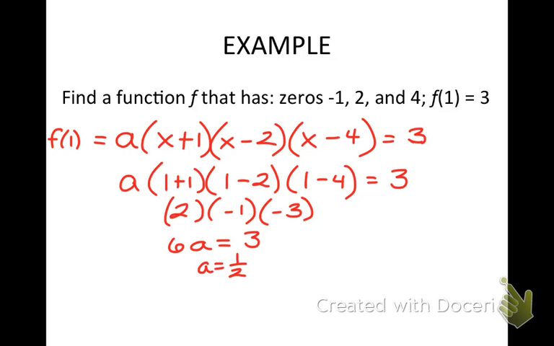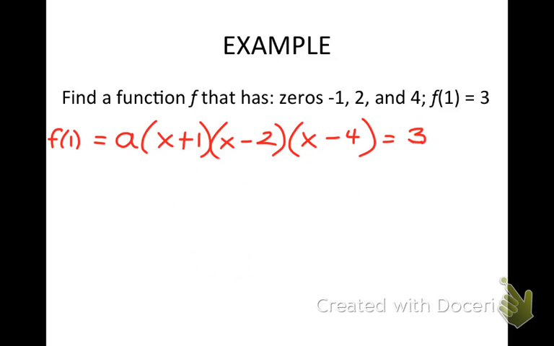So now I can go back up here, and instead of a, I'm going to turn that into a 1/2. And then we have to do some multiplying. Can I erase these steps? Does everybody have that? Okay. So I have now 1/2 times x plus 1 times x minus 2 times x minus 4. Now me personally, I would save the 1/2 until the end and multiply all of my linear factors first. So let's focus on the first two.